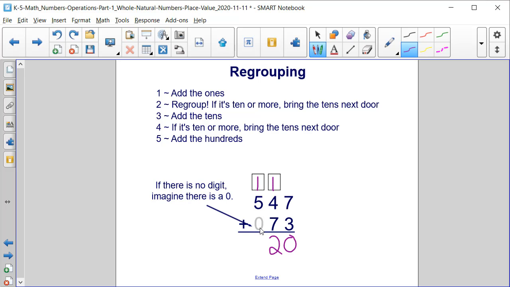And then 73 doesn't have a number in the hundreds place. If there is no digit, imagine that there is a 0 here. Also encourage your students to write a 0 there if they feel the need to. It's perfectly fine to do. So again, 1 plus 5 is 6, plus 0 more is still 6. So the sum of 547 and 73 is 620.